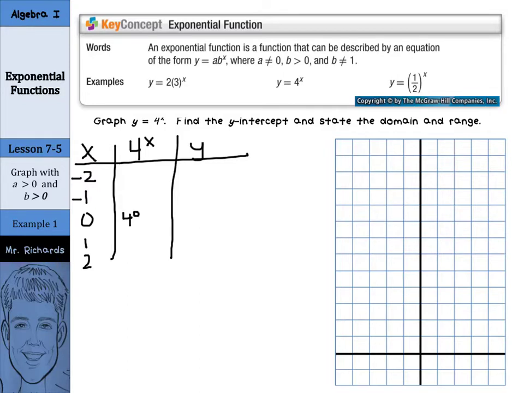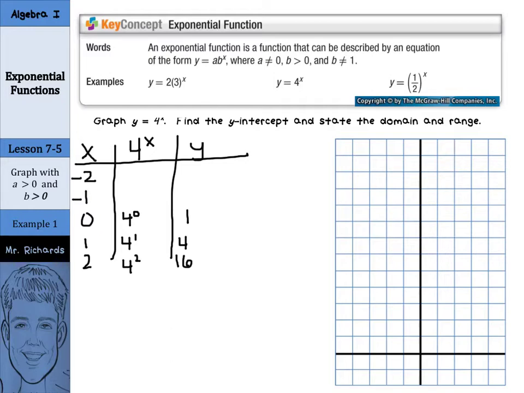4 to the 0 power is going to be 1, since anything to the 0 power is simply 1. What about 4 to the first? Well, 4 to the first is 4. And 4 to the second power is 4 times 4, which is 16.